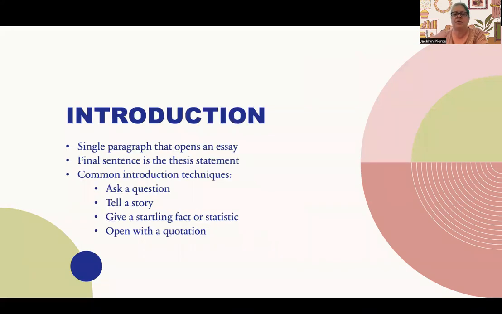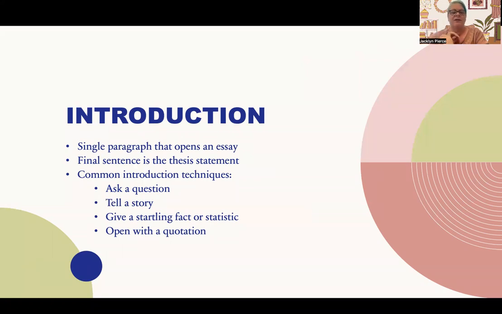Another term that's important, and I've already used it today, is introduction. An introduction is literally the opening paragraph of an essay. The final sentence is the thesis statement. We're just going to go with it. And there are a lot of different techniques you can use to decide what else to do with those 5 to whatever sentences at the beginning before the thesis.